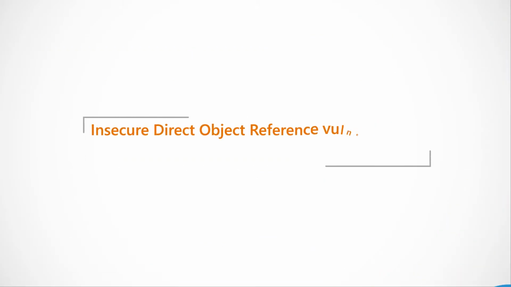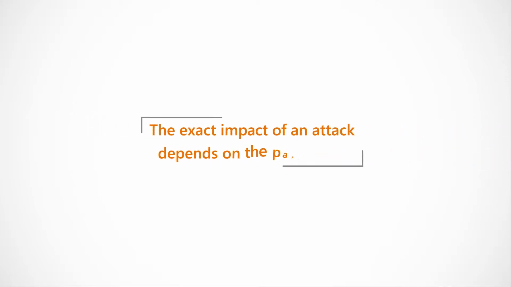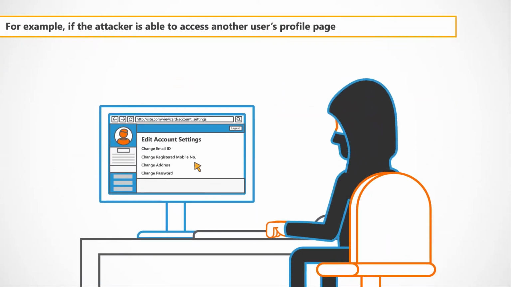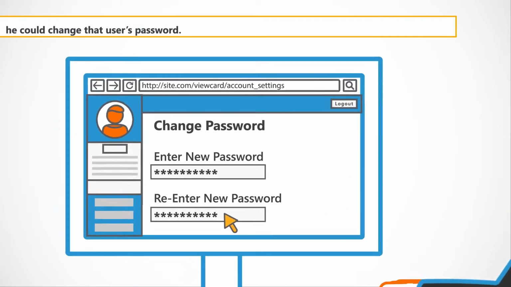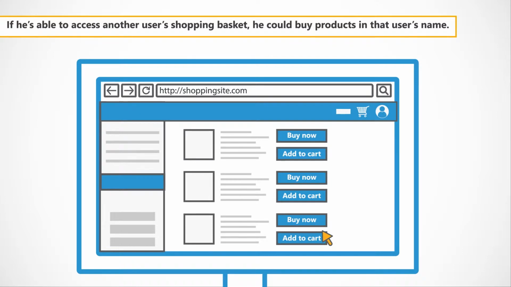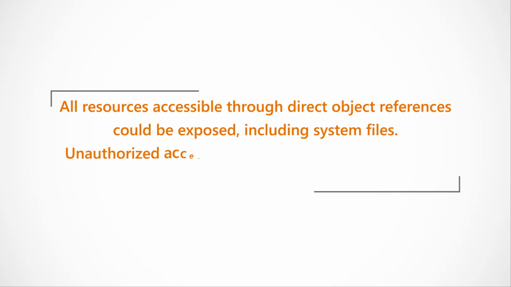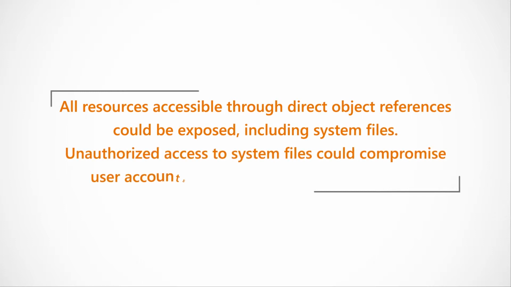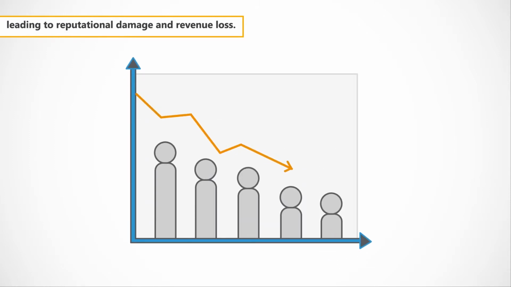Insecure direct object reference vulnerabilities can have significant impacts. The exact impact of an attack depends on the parameter. For example, if the attacker is able to access another user's profile page, he could change that user's password. If he's able to access another user's shopping basket, he could buy products in that user's name. All resources accessible through direct object references could be exposed, including system files. Unauthorized access to system files could compromise user accounts, leading to lack of accountability. And sensitive customer data could be stolen, leading to reputational damage and revenue loss.